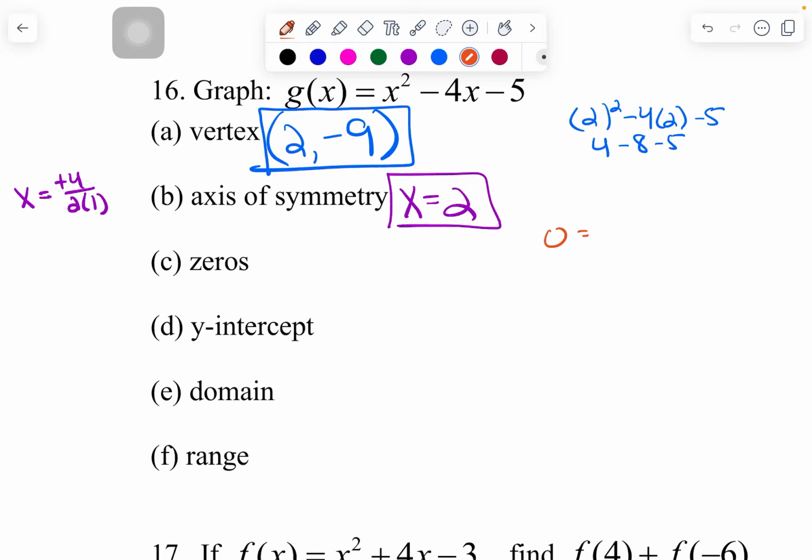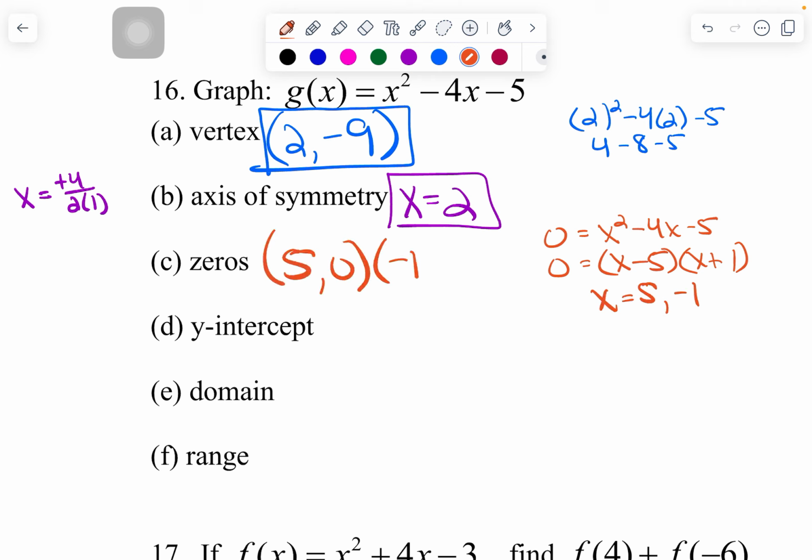Let's find some zeros. So make the function equal to 0. x squared minus 4x minus 5. Let's see if I can factor. x, 5, 1, negative, positive. So that's going to get me x is equal to 5 and negative 1. So 5, 0 and negative 1, 0. Ta-da.